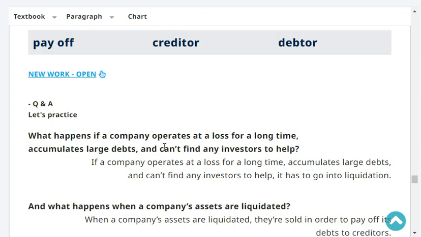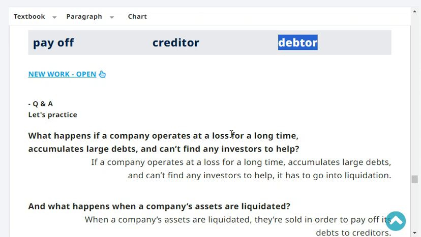Very good. What happens if a company operates at a loss for a long time, accumulates large debts, and can't find any investors to help? If a company operates at a loss for a long time, accumulates large debts, and can't find any investors to help, it has to go into liquidation.